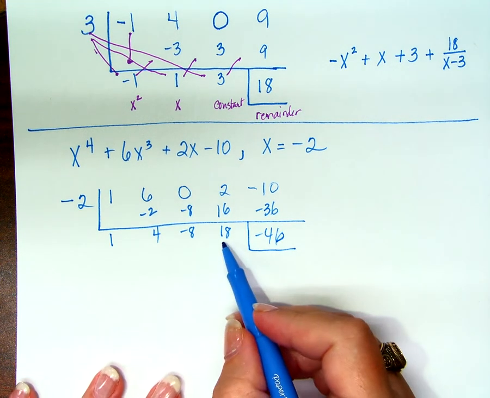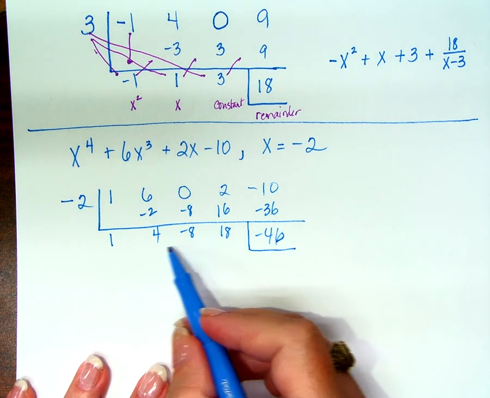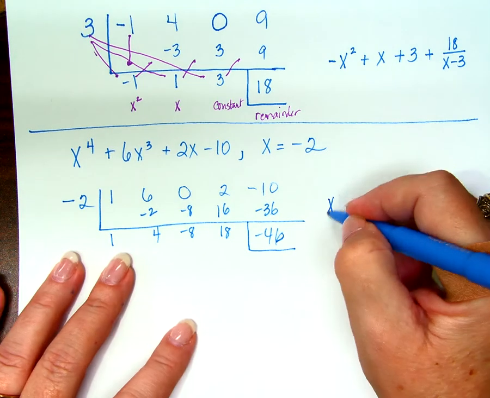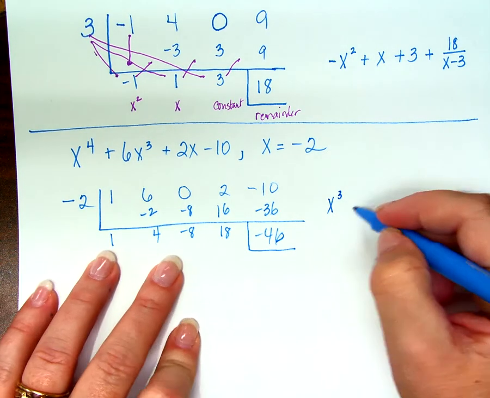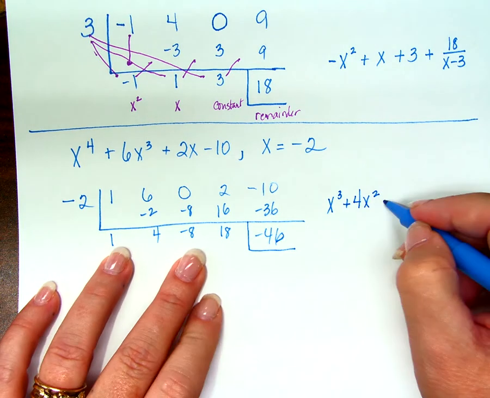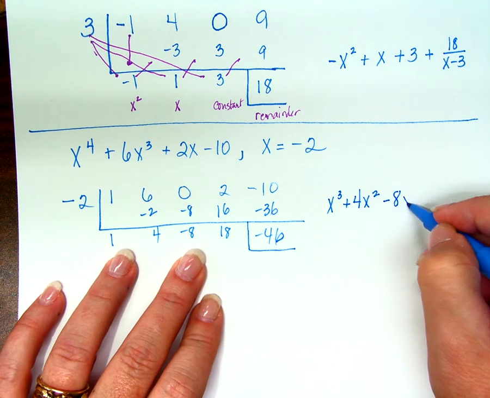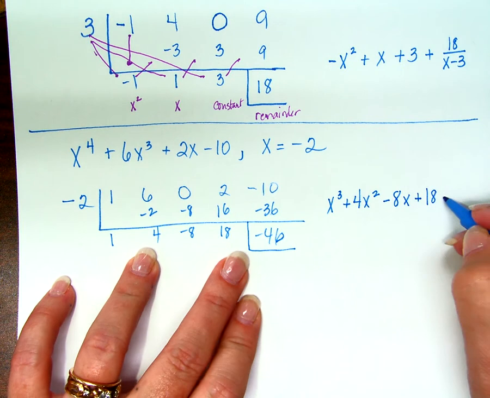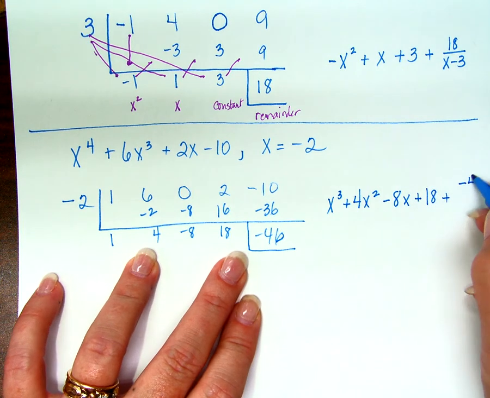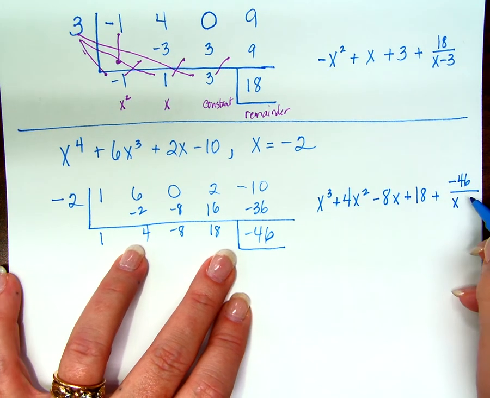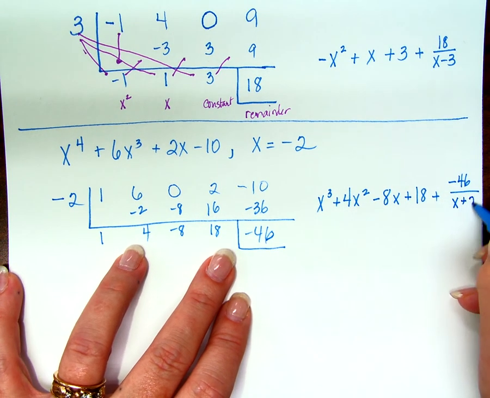Remainder, constant, x squared. So x cubed plus 4x squared minus 8x plus 18. Either way is fine. Over what? X plus 2, right?